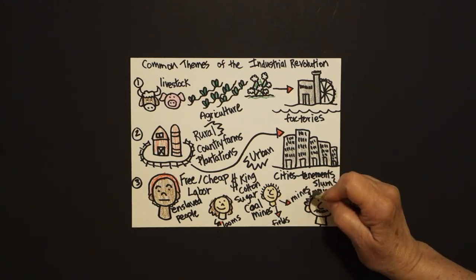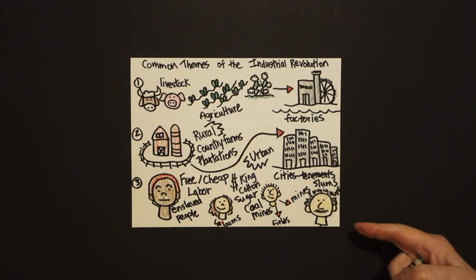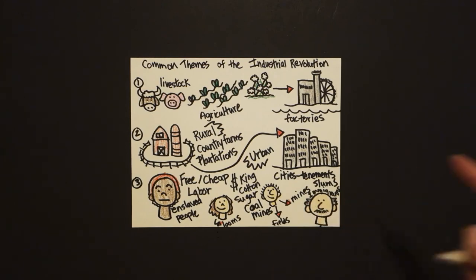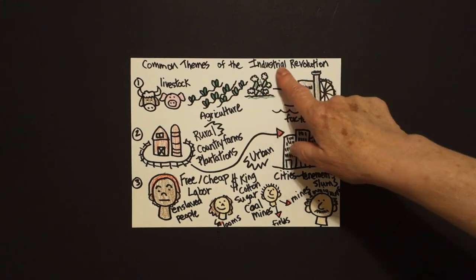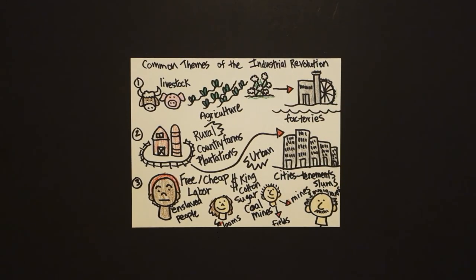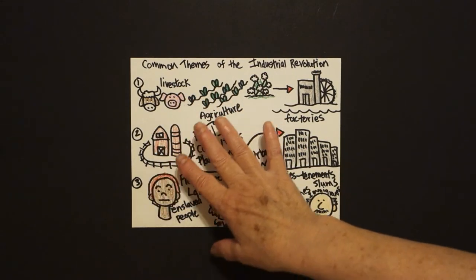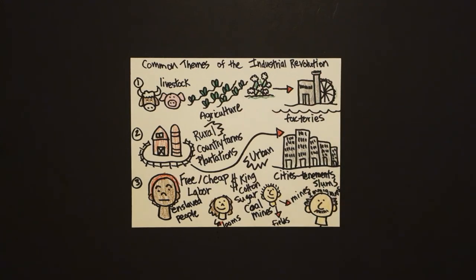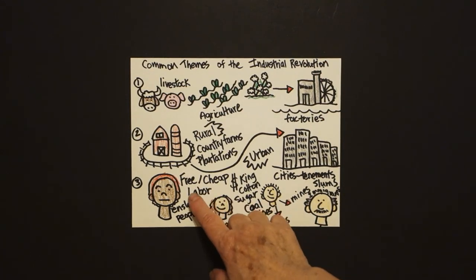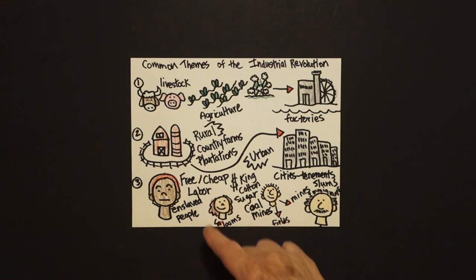You'd have to do something to make money. So you went into the mines, the fields, the coal mines, the manufacturing. These are all part of the Industrial Revolution. So we went from an agricultural format all the way over to factories. But free and cheap labor is the whole basis of all of it, because that's how you made money.